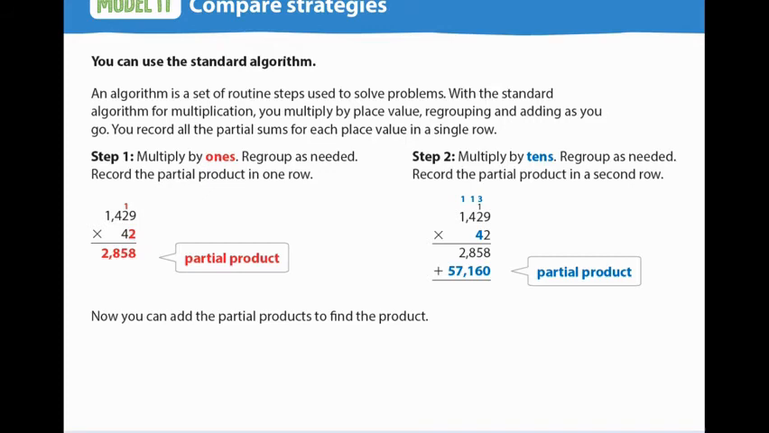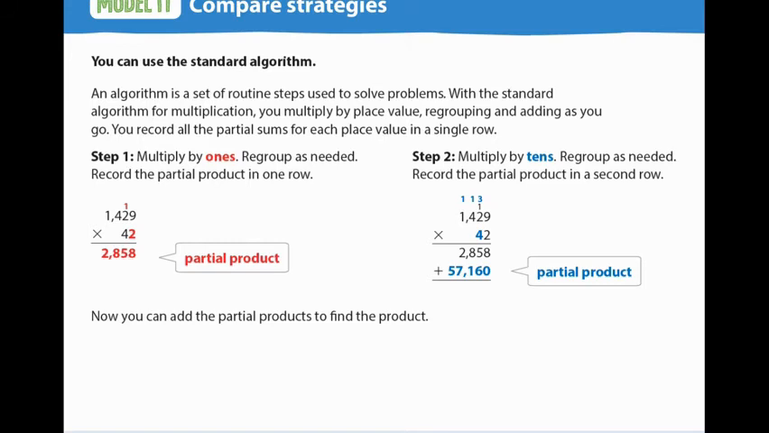So thinking about place value, let's take a look. Step 1, multiply by ones. So you can see that our Chisholm red is the 2, regrouped as needed. Okay, so record the partial product. So we are multiplying every number in this top multi-digit number by the ones place value. So 2 times 9, 2 times 2, 2 times 4, and 2 times 1. And it's recorded down here. And this is a partial product, or part of our answer, or part of our product. Because remember, product is the answer to multiplication.